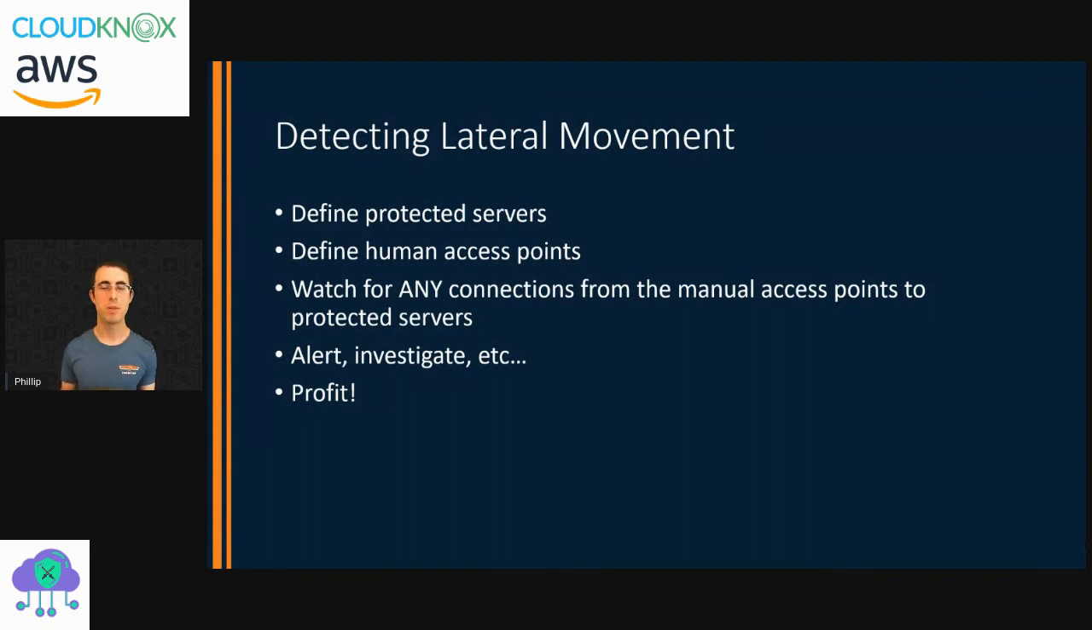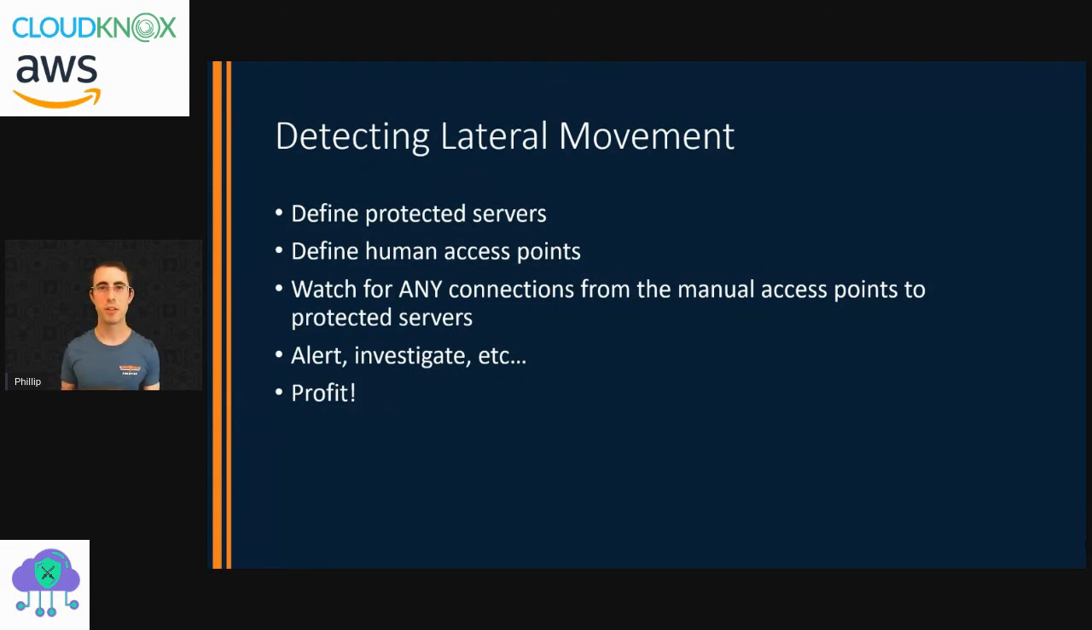Again, in this example, that's just the bastion host, but depending on your network architecture, there might be any number of things that you need to put into that list. And then watch for any connections made from those manual access points to your protected servers. Real simple, but very effective if it's not supposed to be happening. At that point, you can alert, investigate, whatever your normal process is, and enjoy having detected malicious lateral movement.